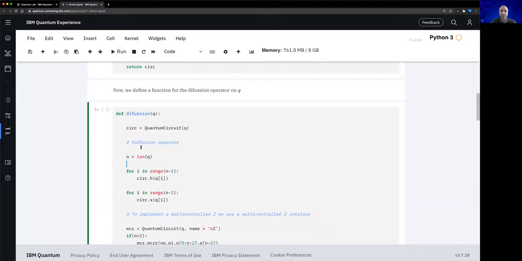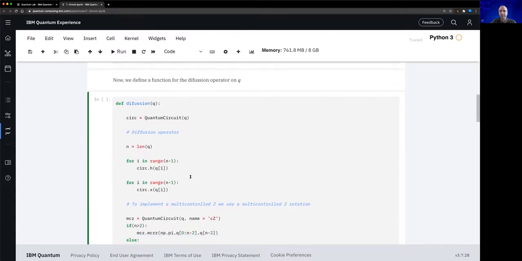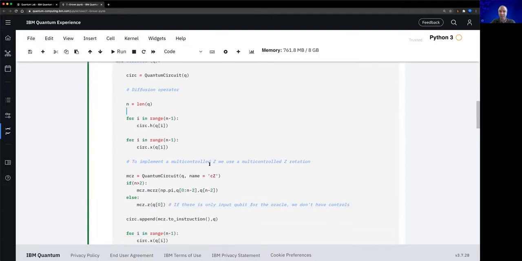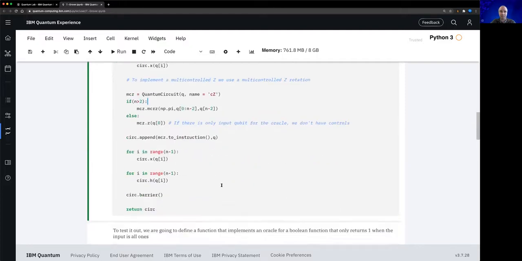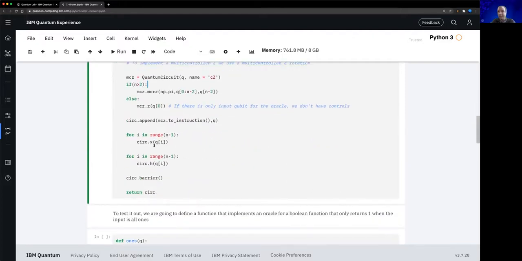I also create a function for the diffusion operator. The diffusion operator has these Hadamard gates, then these X gates, and then a multi-control Z gate. To implement that, I'm using a multi-control rotation around the Z axis, using, of course, angle pi, which is equivalent to a Z operation. And then again X, again H.